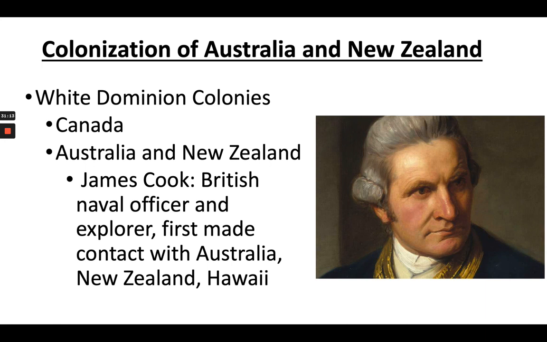So James Cook is a British naval officer and explorer, and he will first make contact with Australia, New Zealand, and Hawaii. As one might expect, the contact of Europeans with these places will introduce all kinds of new things, like diseases, biological pathogens, fungus, rats, which will almost decimate the indigenous bird populations, snakes, animals.